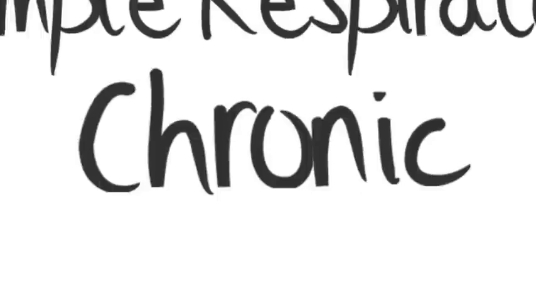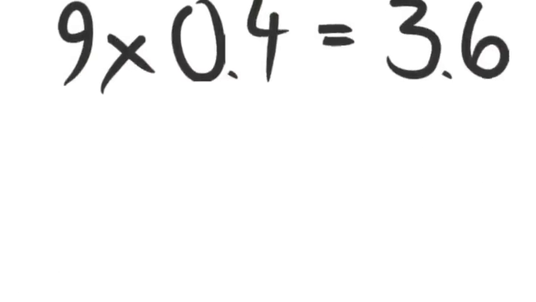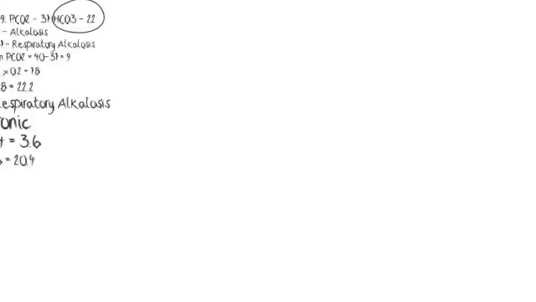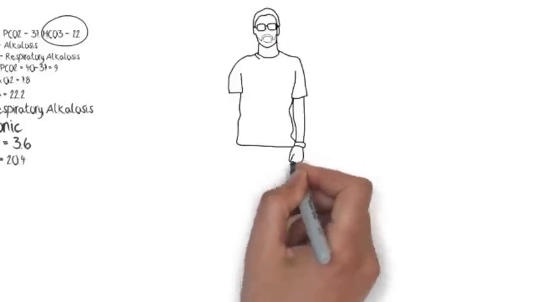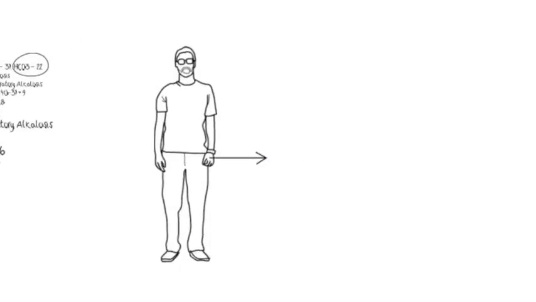In chronic respiratory alkalosis, bicarb decreases by 0.4. So in this case, bicarb should be around 20.4. Now we will look at the symptoms of respiratory alkalosis, and these are some of the symptoms of respiratory alkalosis.